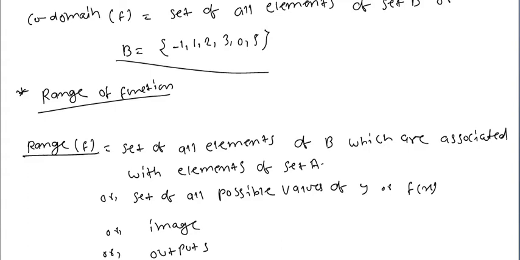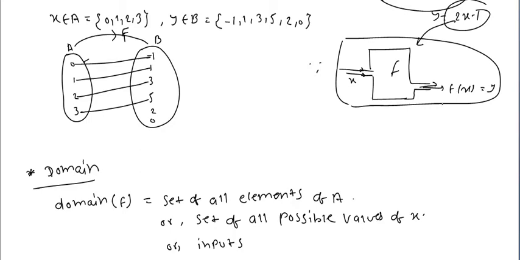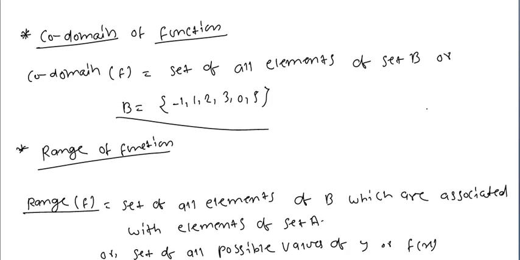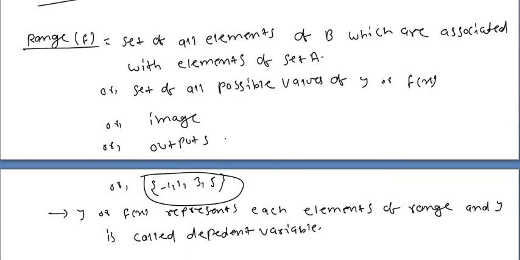Now, the next point is the range of a function. Just see carefully. It is the set of all elements of set B, but not the total elements of set B. It is a special type of elements of set B which are associated with elements of set A. That is the set of all possible values of y, that is, the output of the function, f(x). So the range is nothing but the output of a function. Thus we can say that the range is the set of all possible values of y, or we can say output, which is minus 1, 1, 3, 5 for this particular problem.